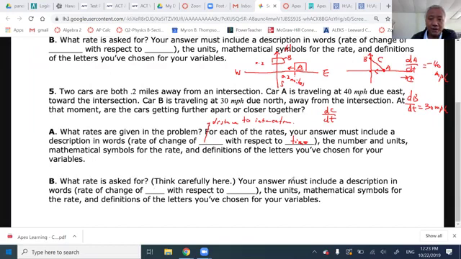Now, your answer must include a description of the rate of change. That means the change of the distance C. C means the distance between car A and car B, with respect to time, okay? Now this is just the strategy and steps. And now we're going to do the math work, okay?